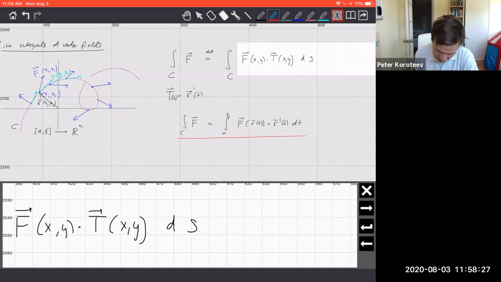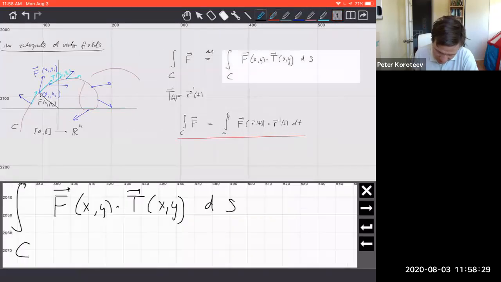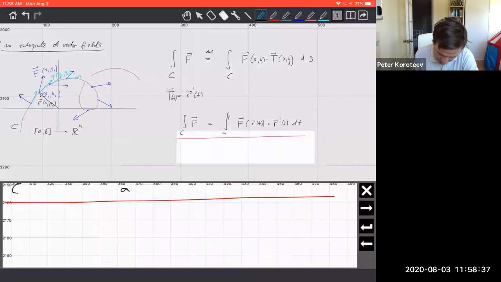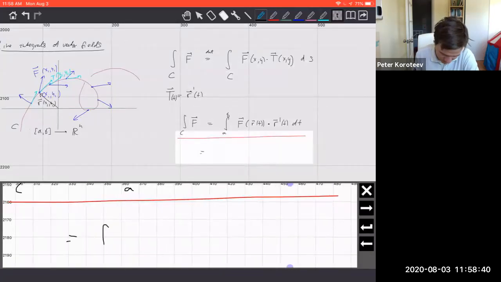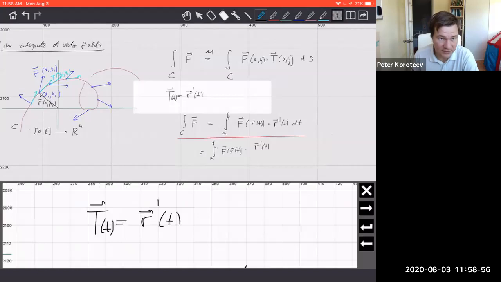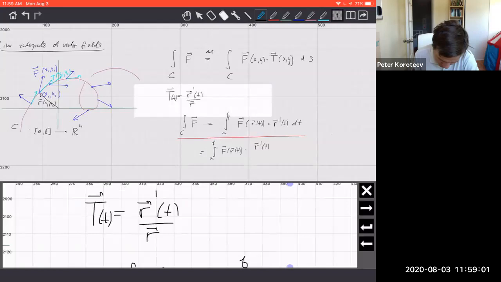Maybe one more step of derivation is due here. The reason why it's true is because you can write it as an integral from a to b of F of r of t, dot with, and now let's write the tangent vector. T, excuse me, T is the unit tangent vector. I forgot to say that, right? So it's the unit tangent vector.